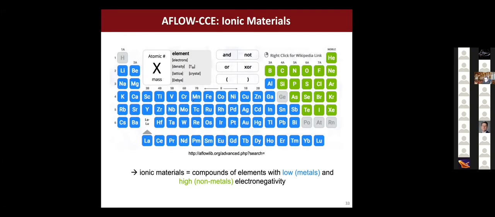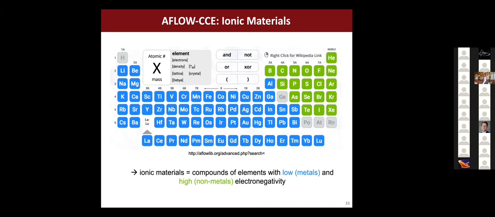So we're going to talk about a very important correction for polar materials, which is going to be our coordination corrected enthalpies module, or our approach. And then there's a corresponding module on AFLOW. But first, why do we need these corrections and where does it apply?